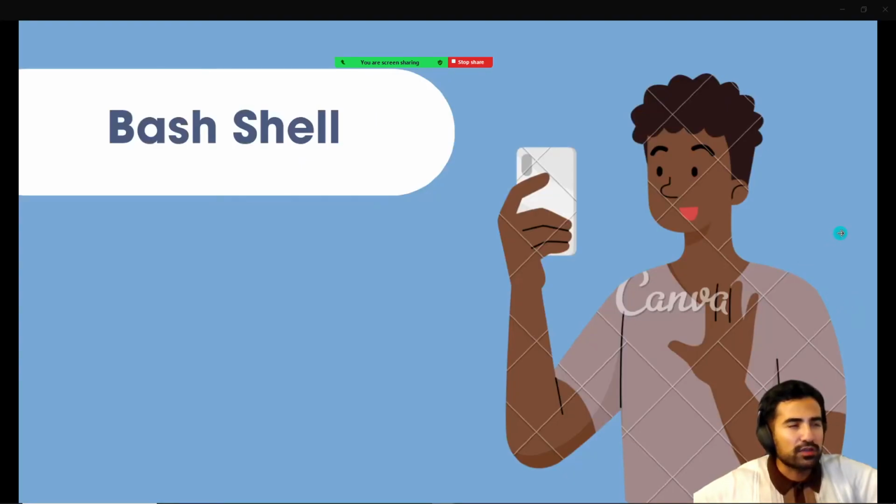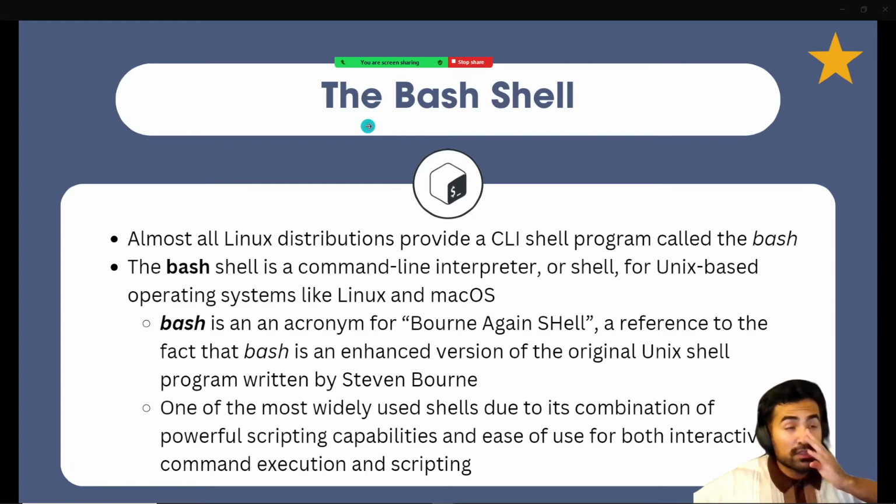All right, so what is the bash shell? The bash shell is our command line, our command interface. The bash shell is in almost all Linux distributions, all Linux operating systems, versions, flavors. You're going to have a CLI program called bash. Remember, CLI means command line interface. It's just a different way of interacting with the computer. So with Linux, it's called the bash terminal, the bash shell. The bash shell is a command line interpreter, or shell, for Unix-based operating systems like Linux and Mac OS. So Mac also uses the bash shell.